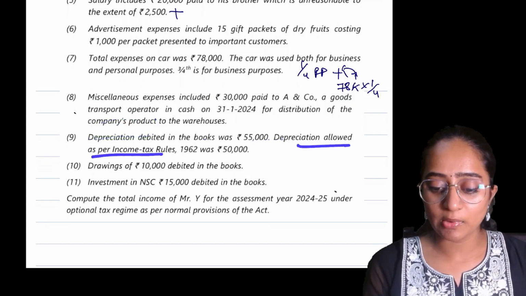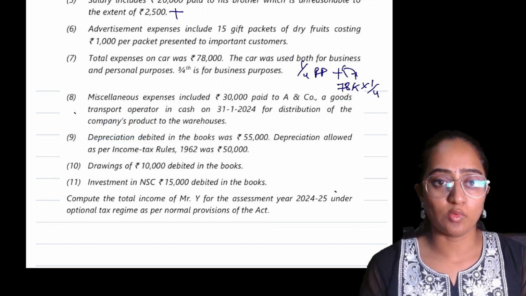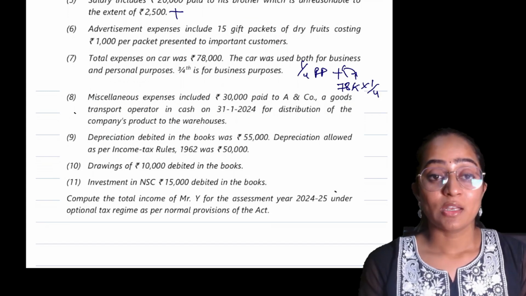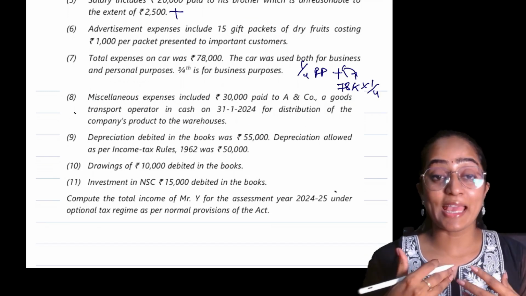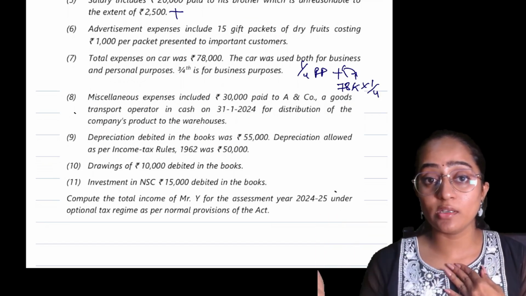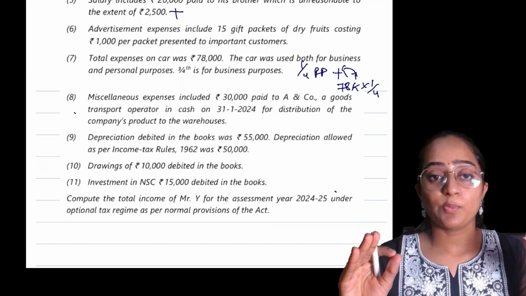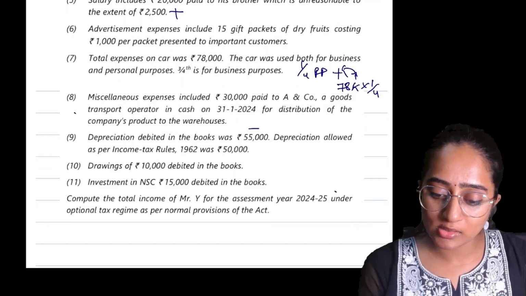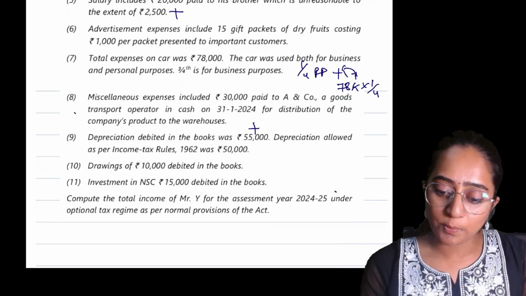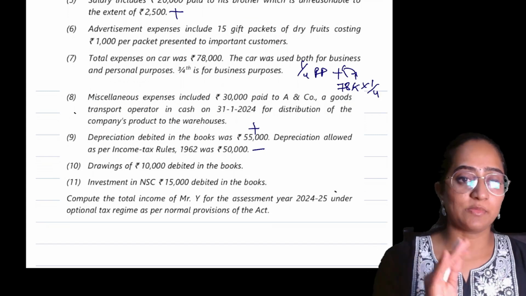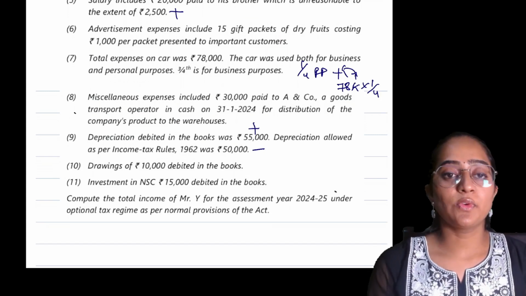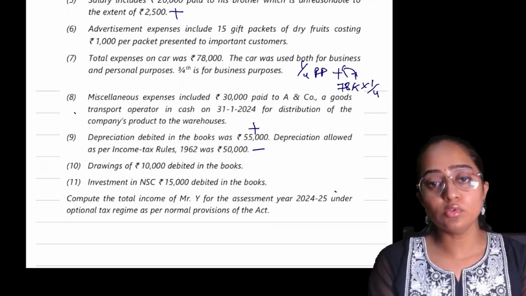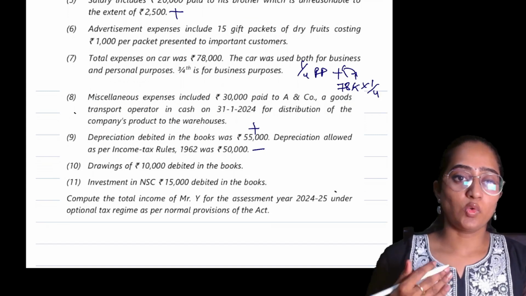Depreciation debited in the books was 55,000. Depreciation allowed as per Income Tax Rules 1962 was 50,000. Depreciation debited in the books, that is as per your books of accounts, as per your P&L, Companies Act, whatever it is, is 55,000. That is not going to be allowed. That is disallowed. But is depreciation as per the income tax rules allowed? Absolutely yes. So we are going to add this 55,000 to PGBP and minus this 50,000 as per the Income Tax Act, which is absolutely allowed.